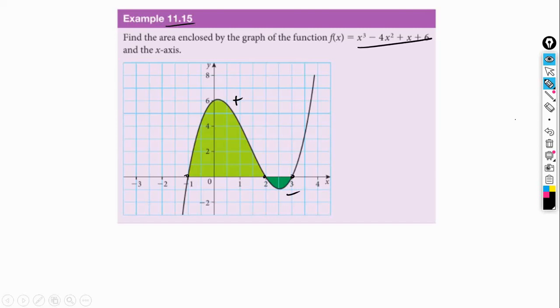So how do we integrate this? Well, because we have a part of the area that is under the curve, we will have to think in terms of an area that would be equal to the integration from -1 to 3 of the absolute value of f of x.